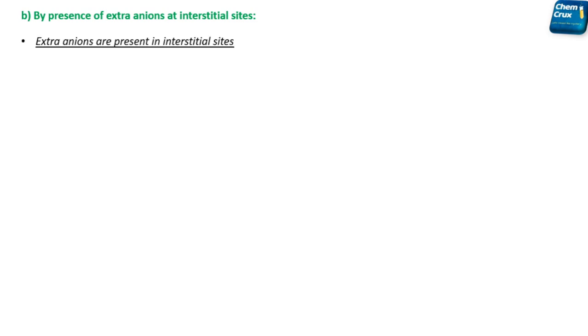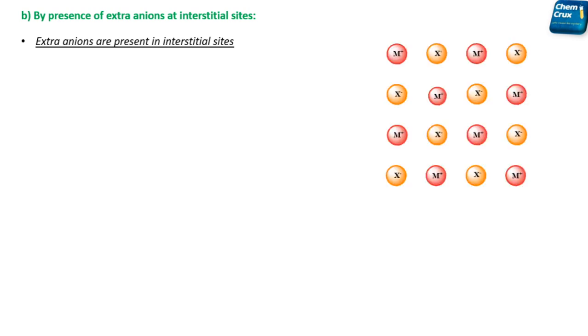Now let us find out how metal deficiency defects arise by presence of extra anions at interstitial sites. This type of defect will arise if extra anions are present in interstitial sites. Again I have considered a perfect ionic crystal. Metal ions are carrying +1 charge and anions are carrying -1 charge. Now let us consider an anion with -1 charge occupying an interstitial site.